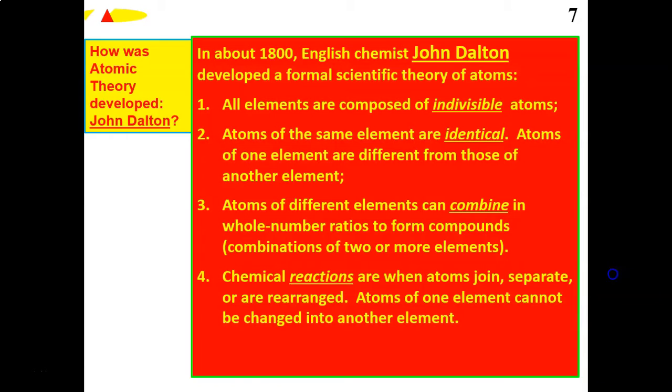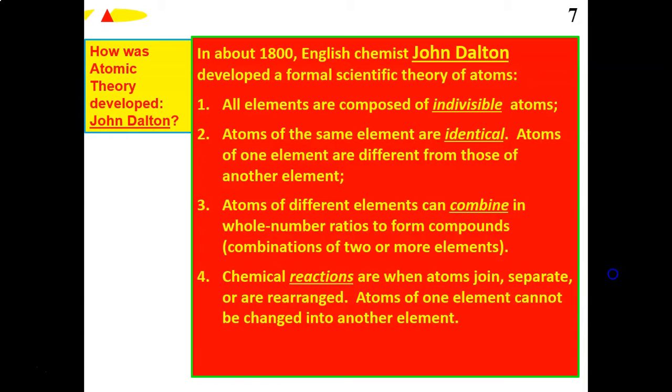Number 2, atoms of the same element are identical, and that is somewhat true. Atoms of one element are different from those of another. We're going to learn about isotopes and ions, where atoms of the same element can be a little bit different, but generally speaking, that is a true statement as well. Number 3, atoms of different elements can combine in whole number ratios to form compounds. And a compound is a combination of two or more elements. And that's a true statement.